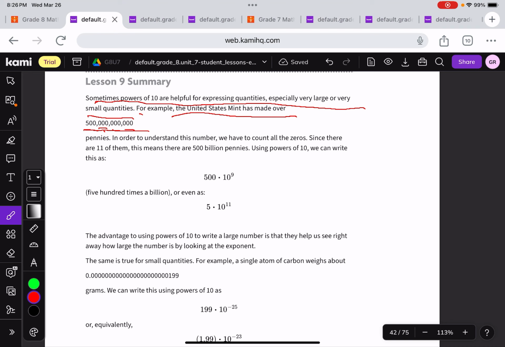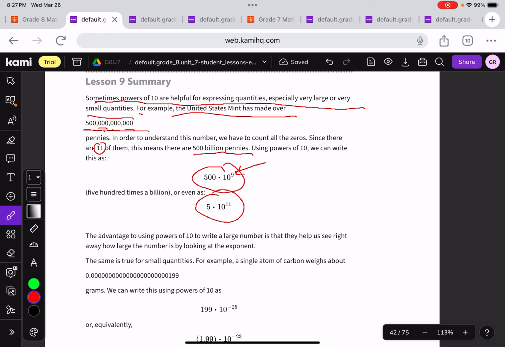Since there are 11 of them, that means there are 500 billion pennies. Using powers of 10, we can write this as 500 times 10 to the ninth, which is billions. Or, since there are 11 zeros, we can write this as 5 times 10 to the 11th. 10 to the 11th is a 1 with 11 zeros. Times that by 5 would be a 5 with 11 zeros.